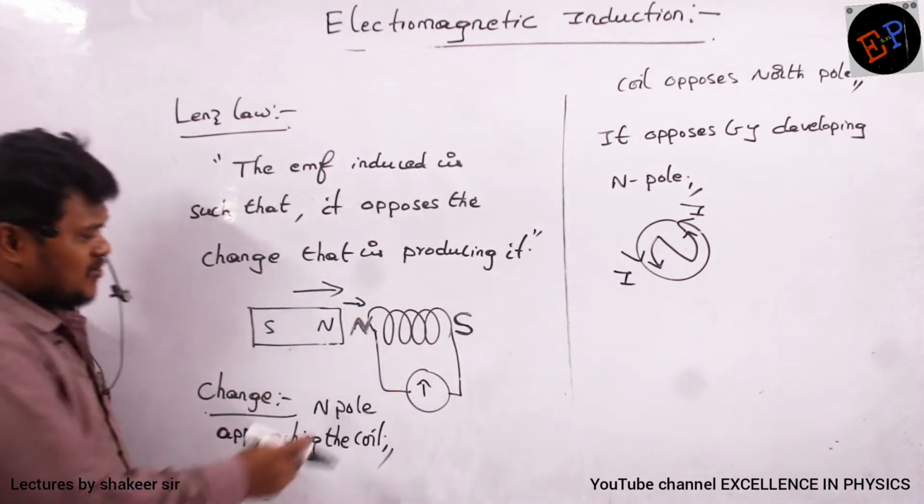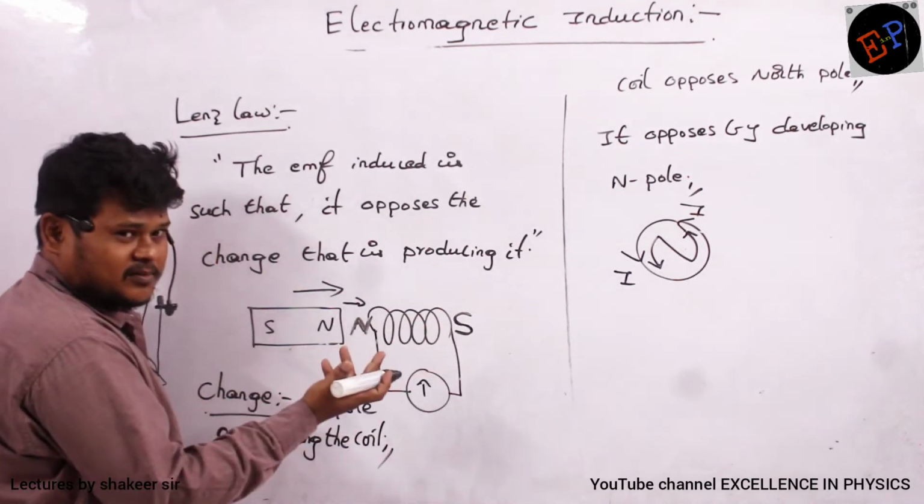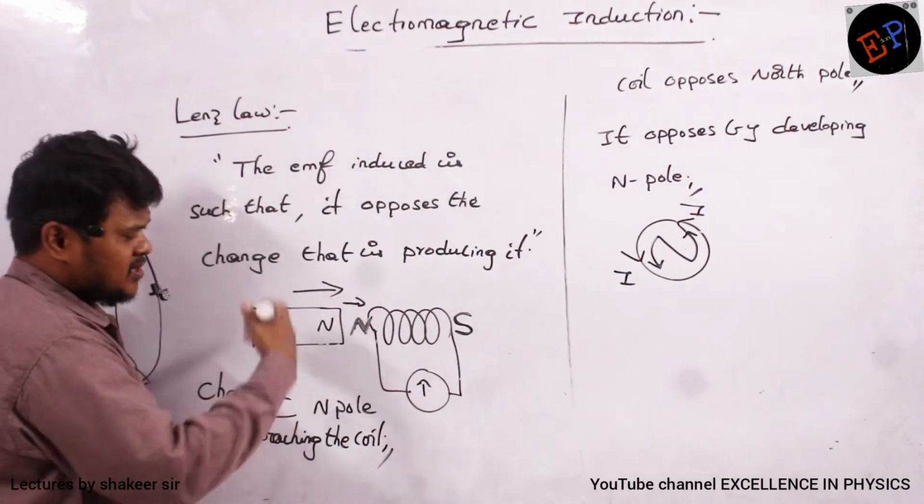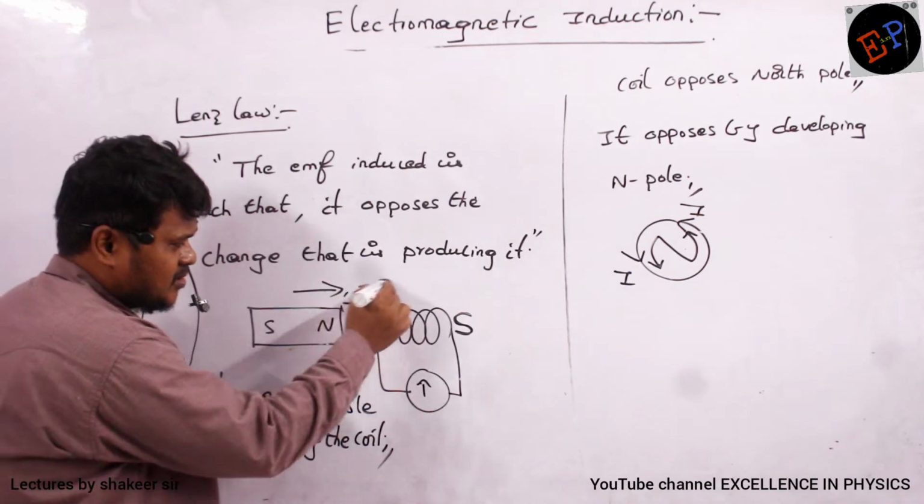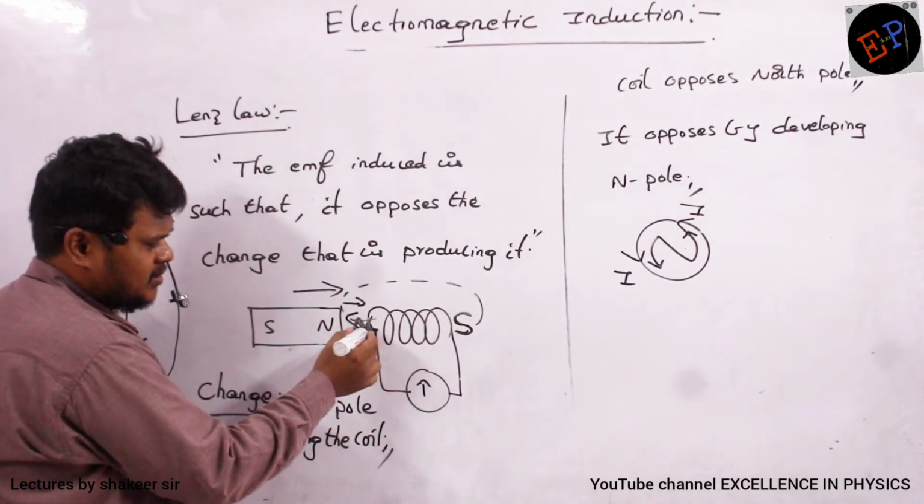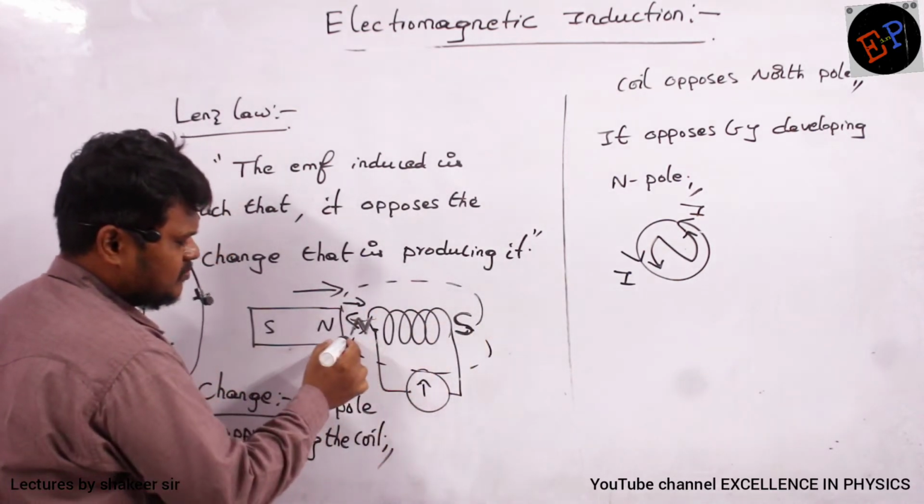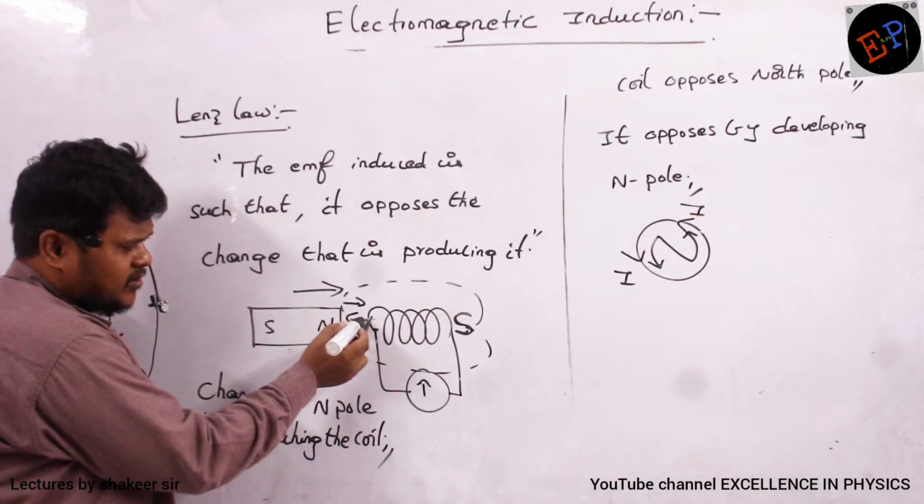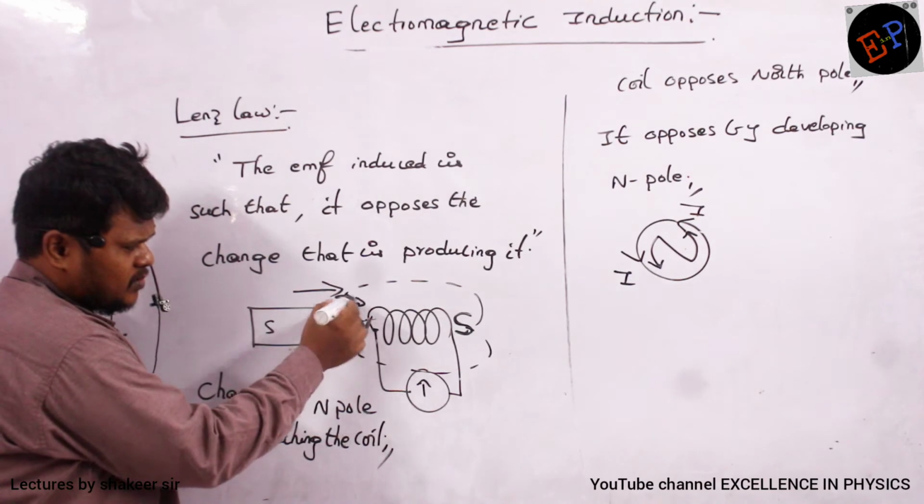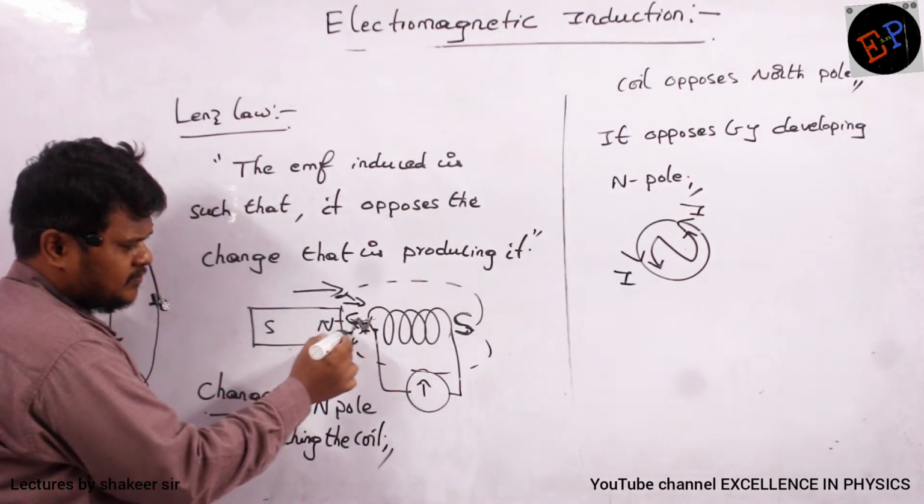Okay, now here this coil is behaving like what? A magnet. Now can you say what is the direction of magnetic lines? The direction of magnetic lines is from north pole to south pole. Clear? This is the direction of magnetic lines, no? Okay. Now can you say what these magnetic lines are doing? What are these magnetic lines doing? Can you say?